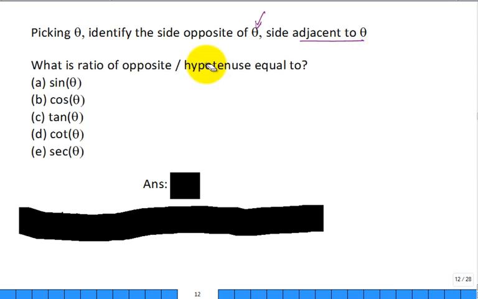What is the ratio of the opposite divided by the hypotenuse equal to? I think it's sine or the cosine or tangent or cotangent or secant.